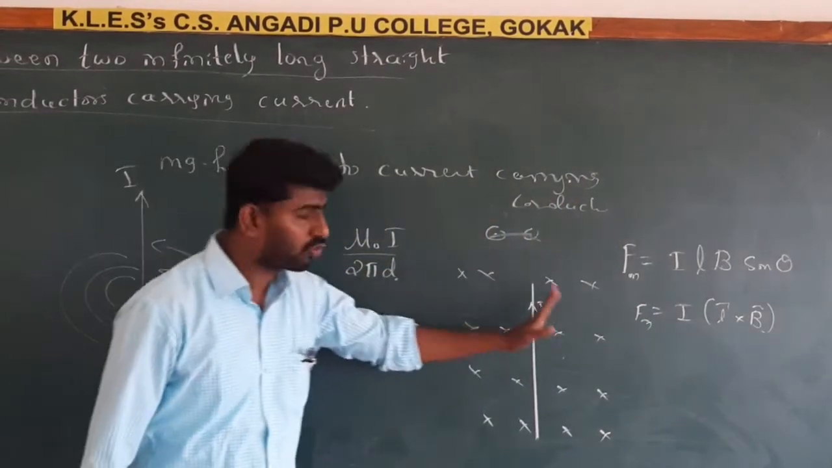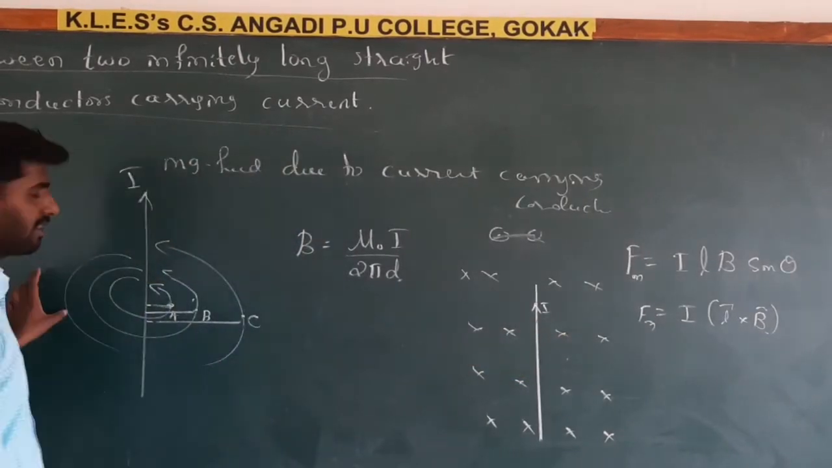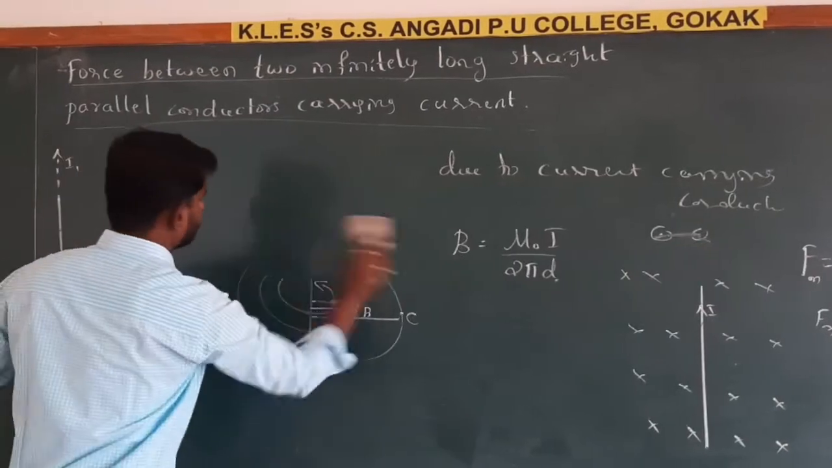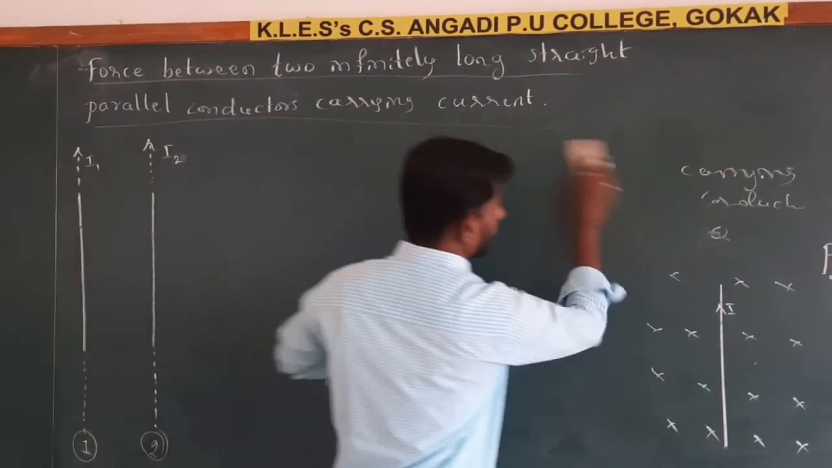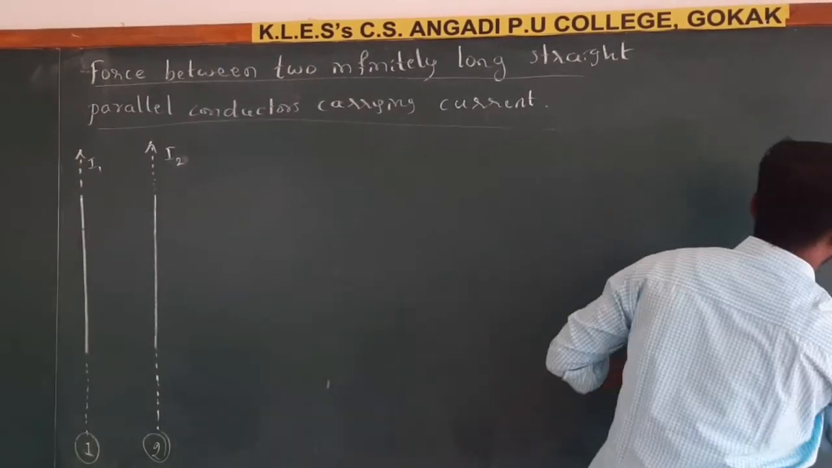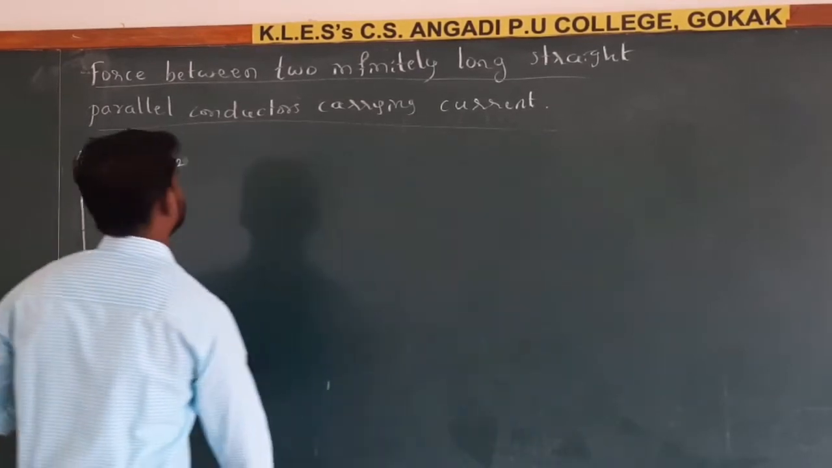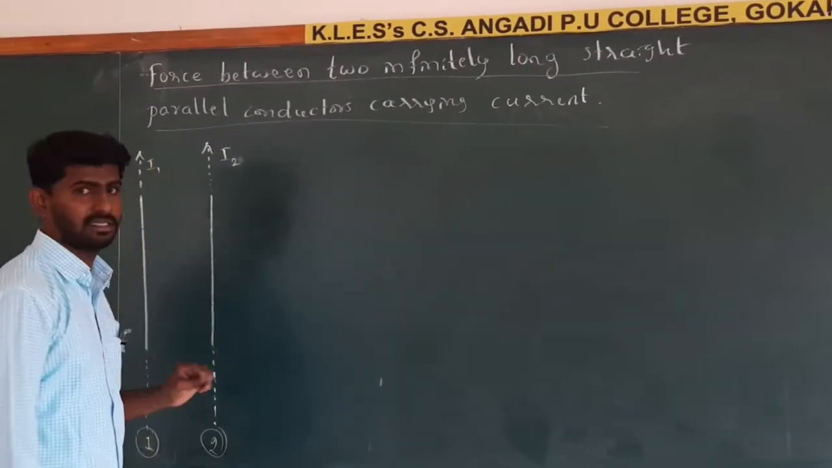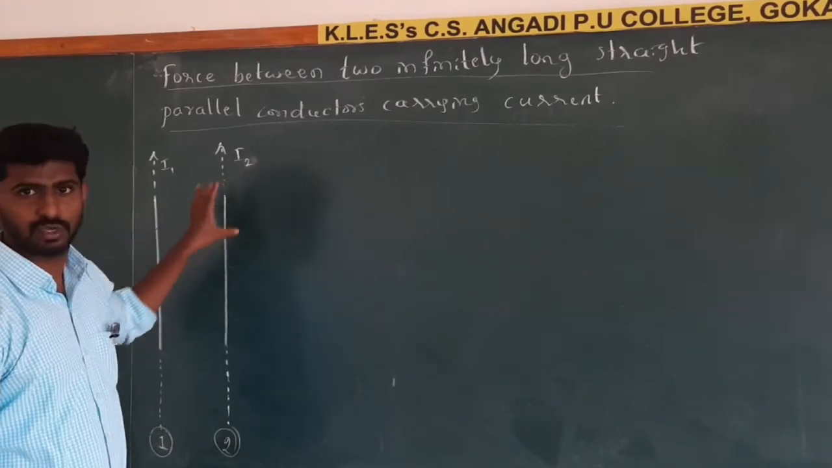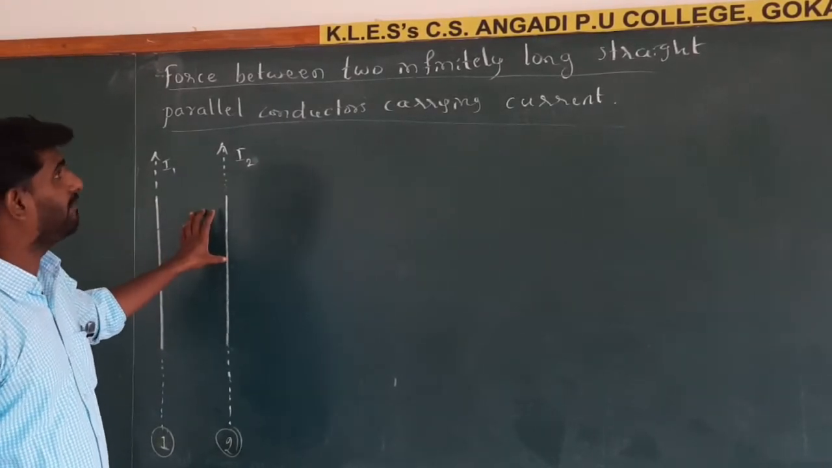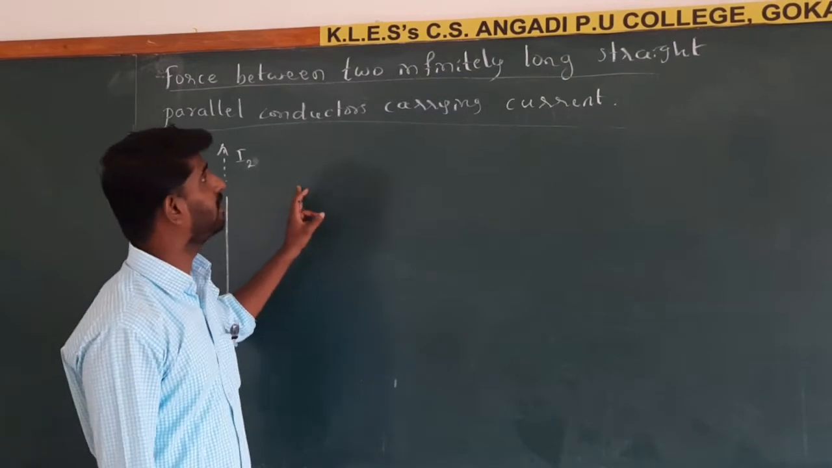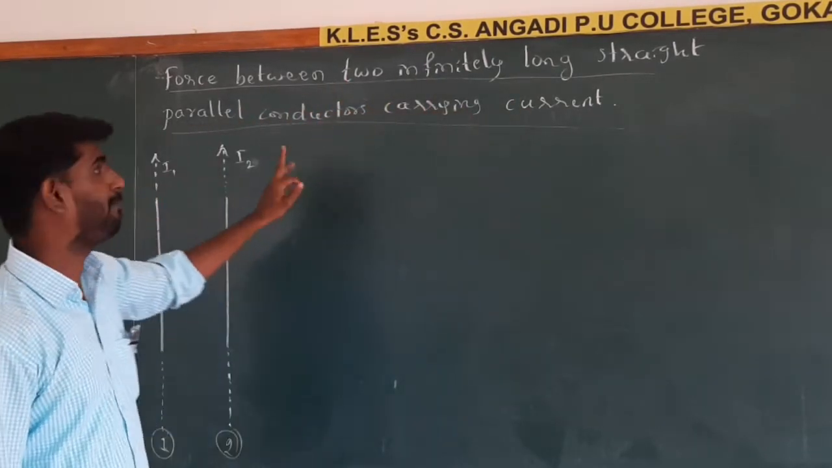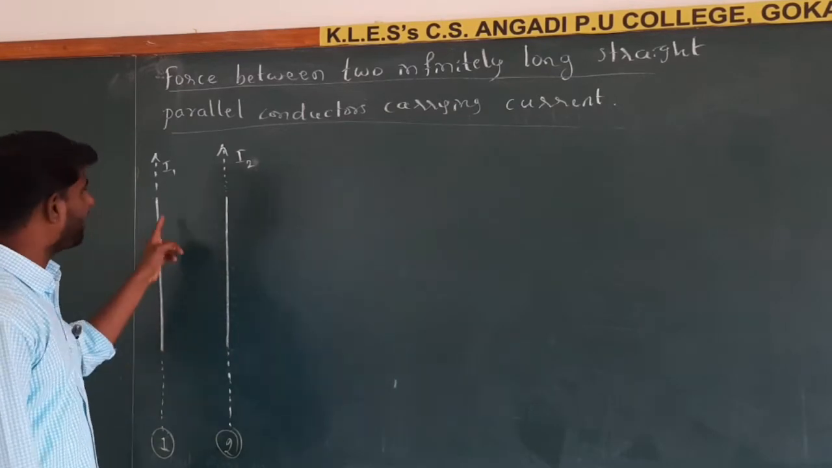If you know these two concepts, then what I say next will become easy to understand. So, the magnetic force between two infinitely long straight parallel conductors. The explanation is very big now. Consider two conductors that are infinitely long, straight and parallel. They are carrying currents I1 and I2.